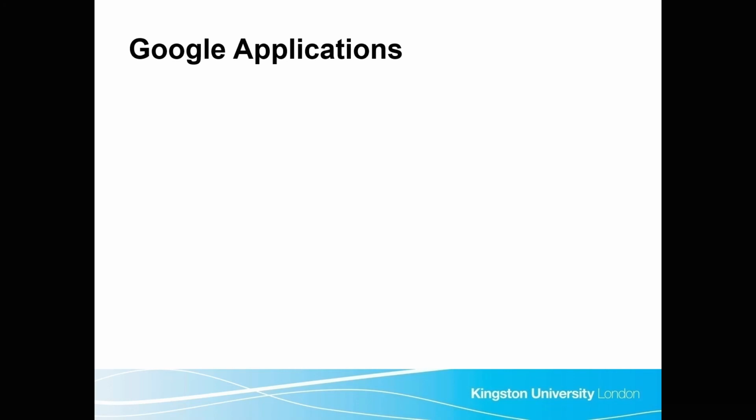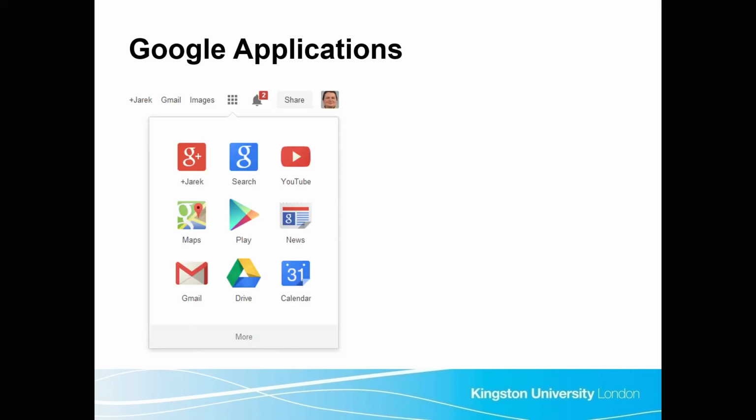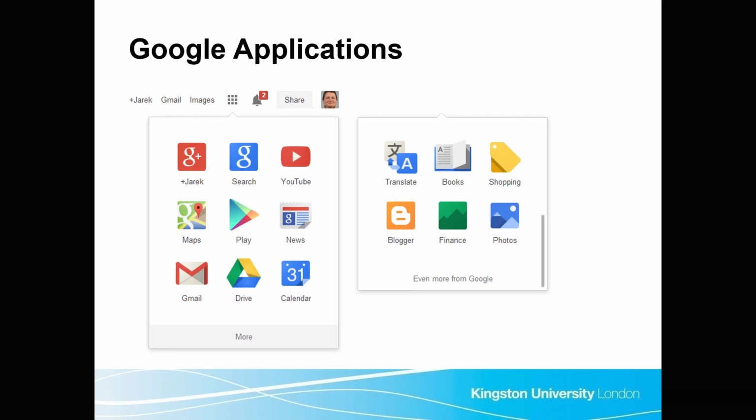Another example of a cloud system must be Google applications. What are Google applications? You probably know perfectly well. You use, hopefully, many of them. These are applications like YouTube, Google Maps, Google Play, Gmail, Google Drive, Google Calendar, and many, many more. Translate, Blogger, Photos. Alright?